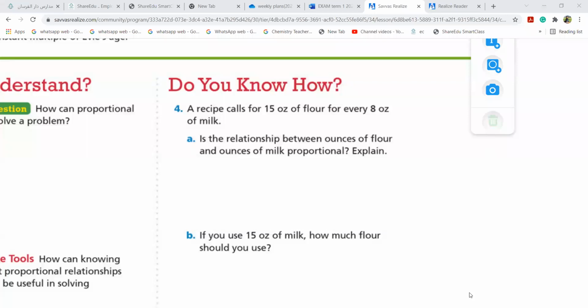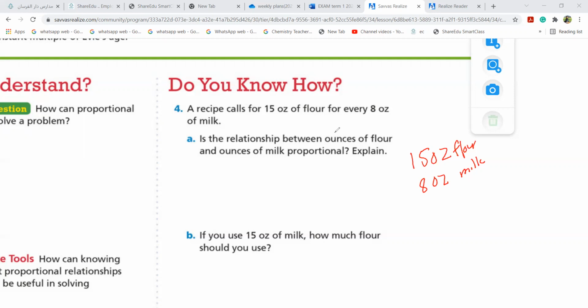I will just come. A recipe calls for 15 ounces of flour for every 8 ounces of milk. This is flour, and this is milk. Is the relationship between ounces of flour and milk proportional? We will check here. Are they proportional or not? For every 15, they need 8 ounces of milk.